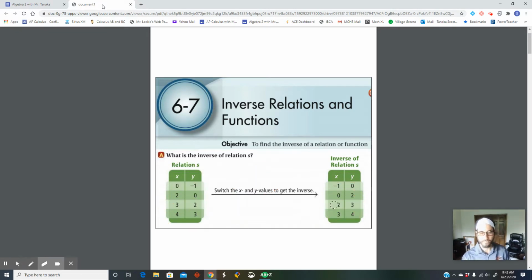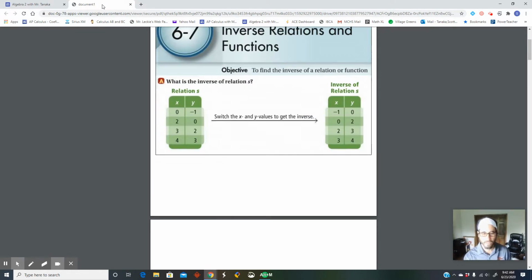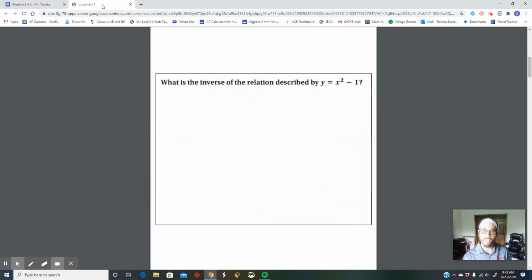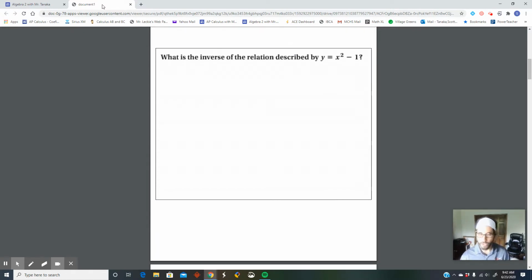All right, let's keep rolling here. Now we're going to introduce something new. Remember, when we say something like y equals x squared minus 1, a lot of the time, like on the SAT, they'll say find the inverse of this particular function. And we go through some steps and are able to find the inverse.